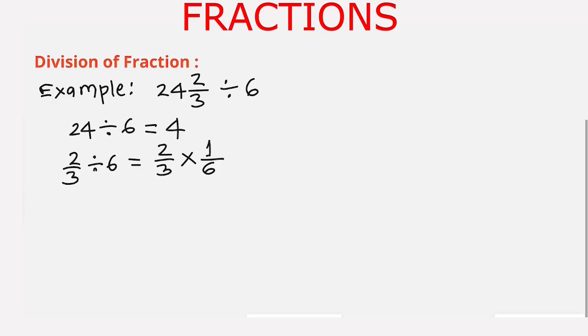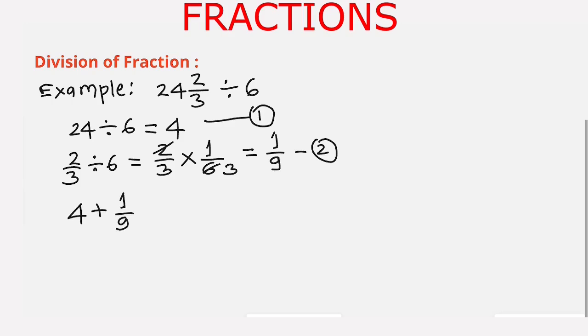In fractions, when we divide by a number, basically we are multiplying it by the reciprocal of that number. Here the reciprocal of 6 is 1 upon 6. 2 cancels 6 for 3 times. So this is equal to 1 upon 9. Now we add the results of both these steps. This was step 1 and this is step 2. So this is 4 plus 1 upon 9, which is equal to 4 whole and 1 upon 9.